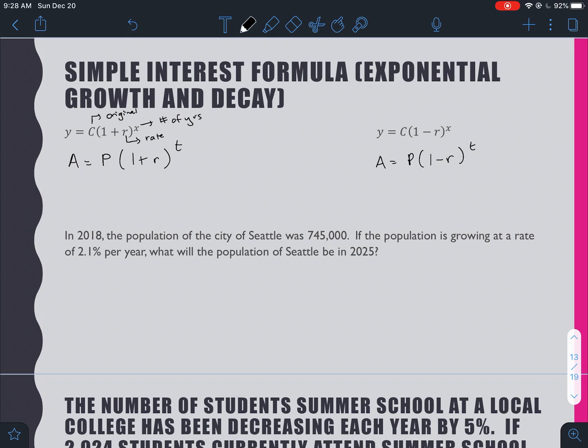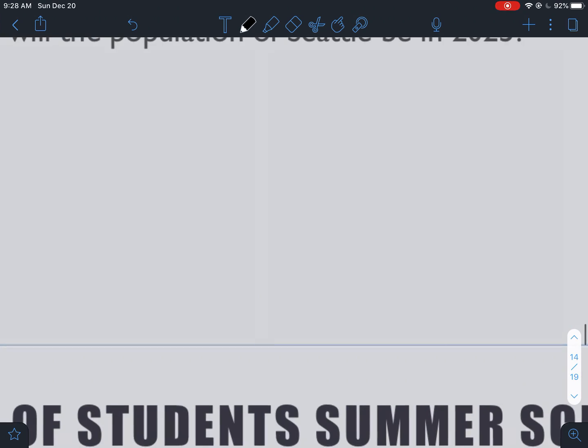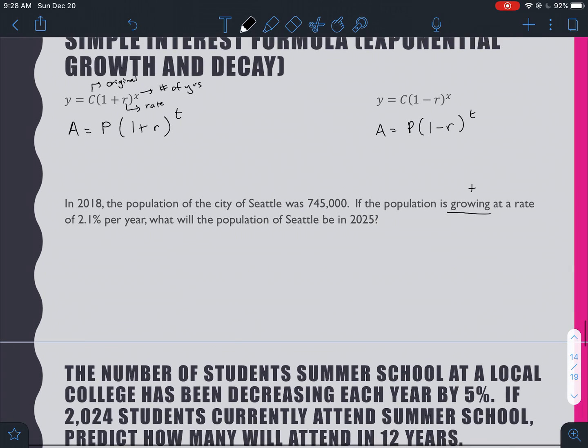So in 2018, the population of the city of Seattle was 745,000. If the population is growing, so that means we're going to add the rate, at a rate of 2.1% per year, what will the population be in 2025? All right, so the original population, or the starting population of Seattle, would be 745,000.